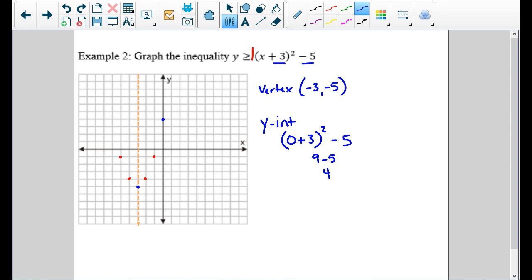So everything gets reflected across that line. If I have my y-intercept here, it's 3 spots away from the axis of symmetry. I'm going to go 3 spots and put my point. There's my graph. I've got all these points now. Again, it's still greater than or equal to, so solid line again.